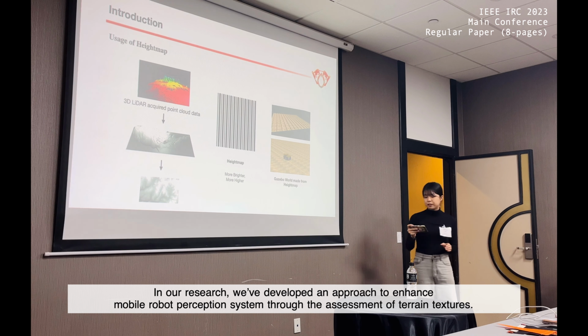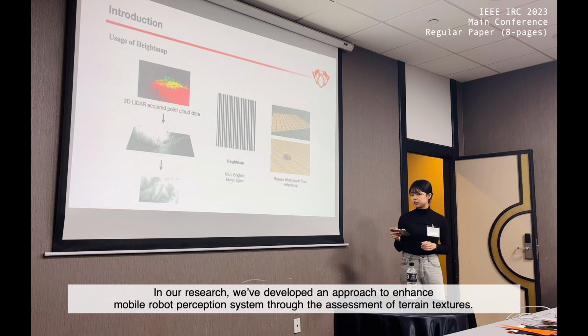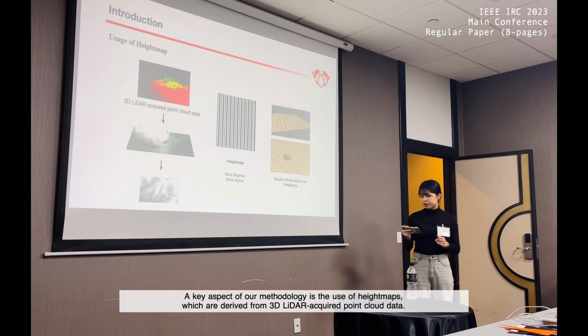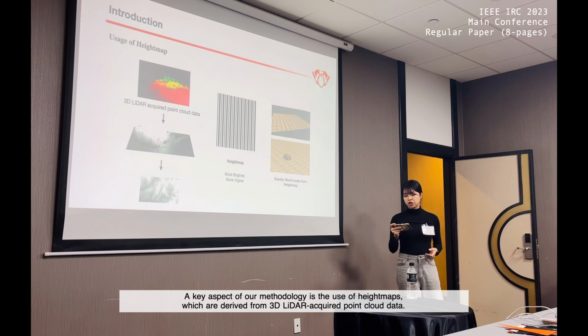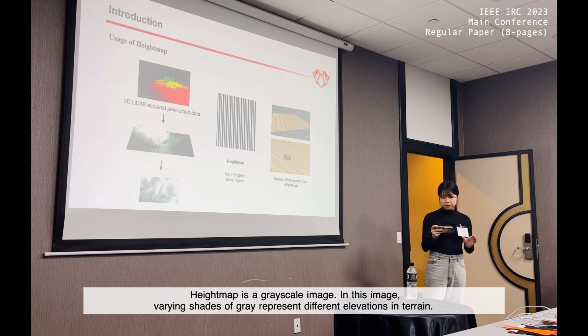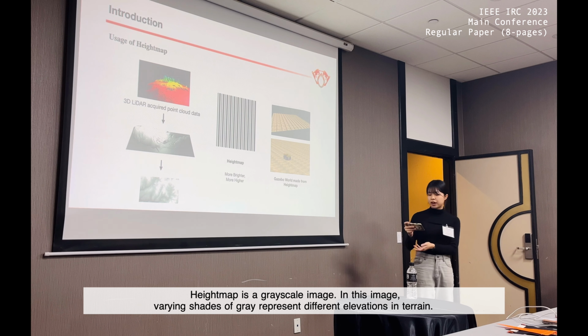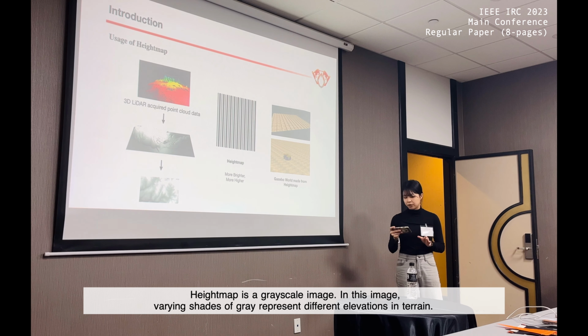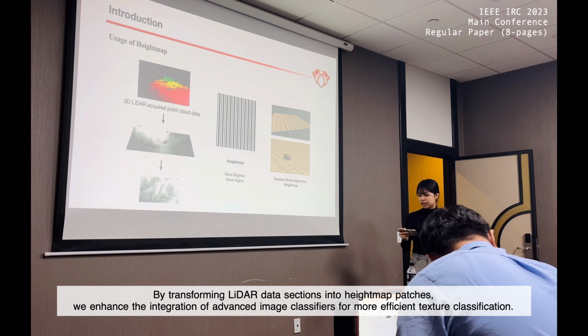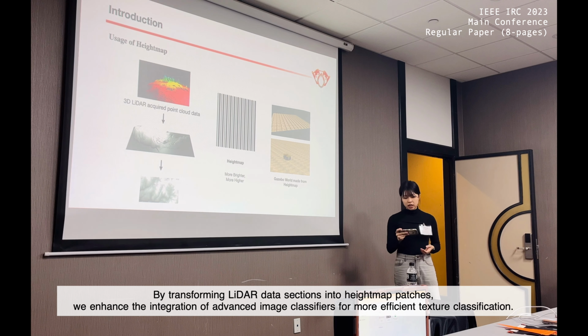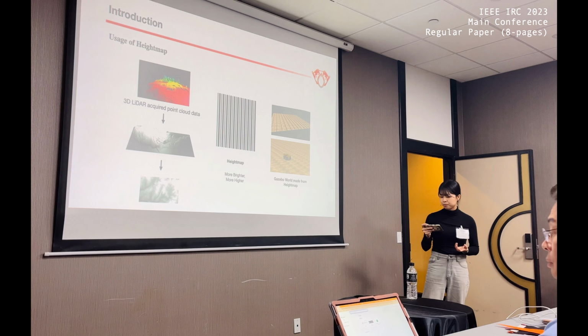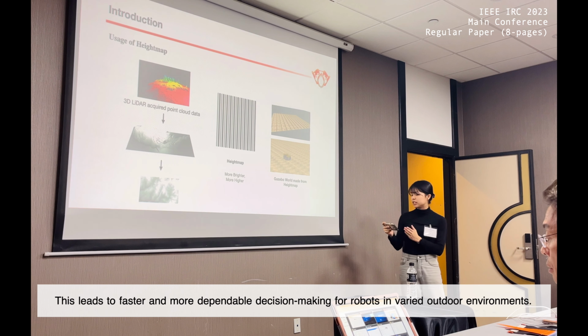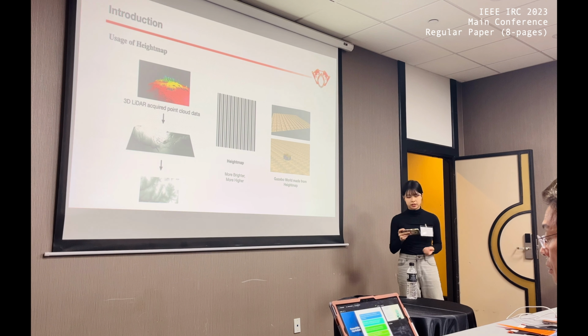In our research, we've developed an approach to enhance the mobile robot perception system through the assessment of terrain textures. A key aspect of our methodology is the use of height maps, which are derived from 3D LiDAR acquired point cloud data. A height map is a grayscale image. In this image, varying shades of gray represent different elevations in terrain. By transforming LiDAR data sections into height map patches, we enhance the integration of advanced image classifiers for more efficient texture classification. This leads to faster and more dependable decision-making for robots in varied outdoor environments.